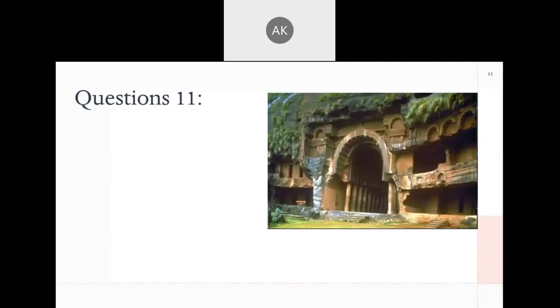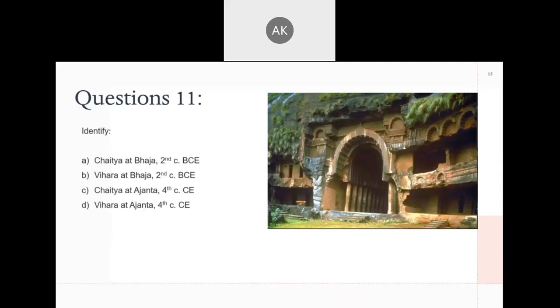Okay, question number 11. From here we are starting with the visual types of questions. So we have to identify these monuments or the temples. We have to identify the figure. What is the name of this monument or the structure? Actually, this is a cave, not a natural cave, but it looks like a cave cut out from a hill.